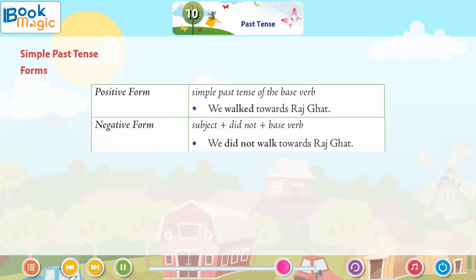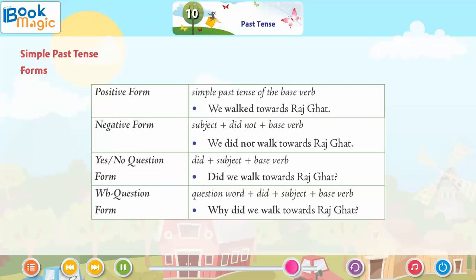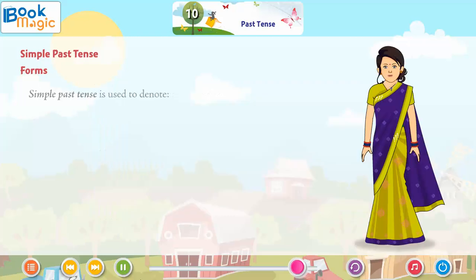Negative form. Subject plus did not plus base verb. We did not walk towards Rajghat. Yes or no question form. Did plus subject plus base verb. Did we walk towards Rajghat? WH question form. Question word plus did plus subject plus base verb. Why did we walk towards Rajghat?